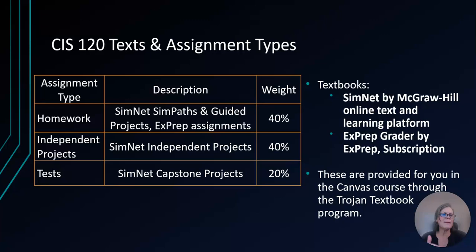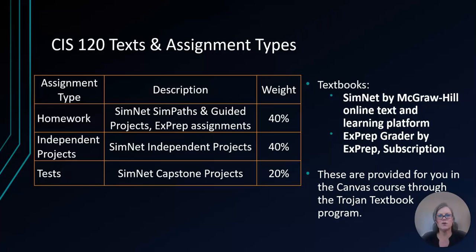So first of all, there are 3 major groups of assignments: homework, independent projects, and tests, and you can see the weighting of each of those. For the textbooks that we'll use, there's not a physical textbook. There are these online learning platforms, SimNet and XPrep. Those are available to you through the Canvas course.